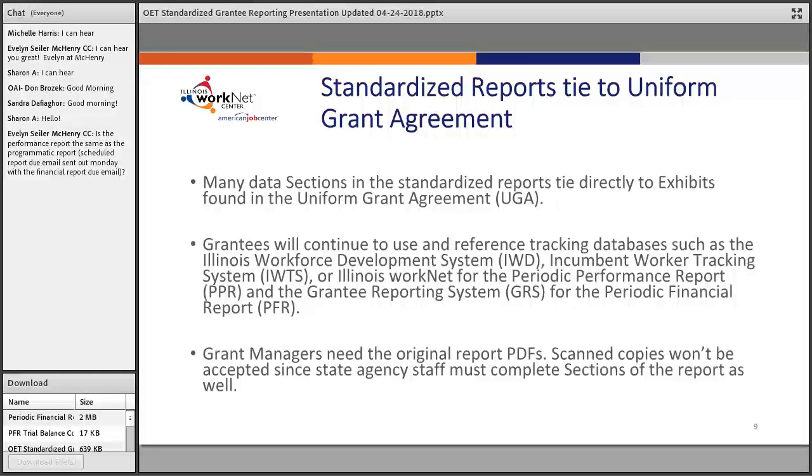Many data sections in the standardized reports tie directly to exhibits found in the Uniform Grant Agreement. In your Uniform Grant Agreement, on page 2 and 3 in some cases, you're going to find the information you need to populate some of these fields, and I'll go into that a little bit later.